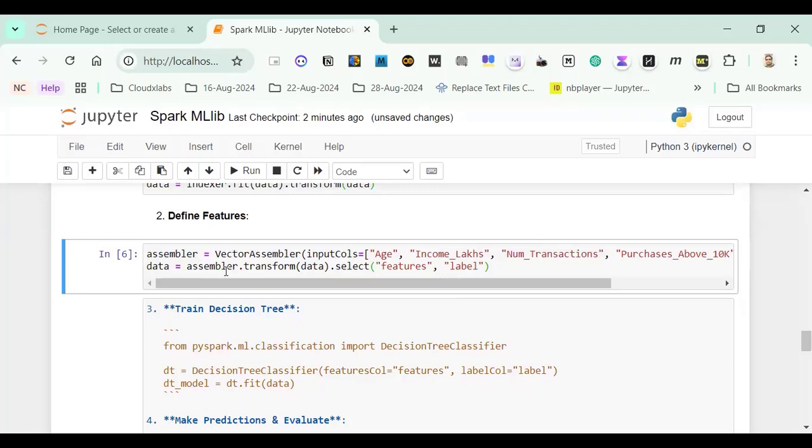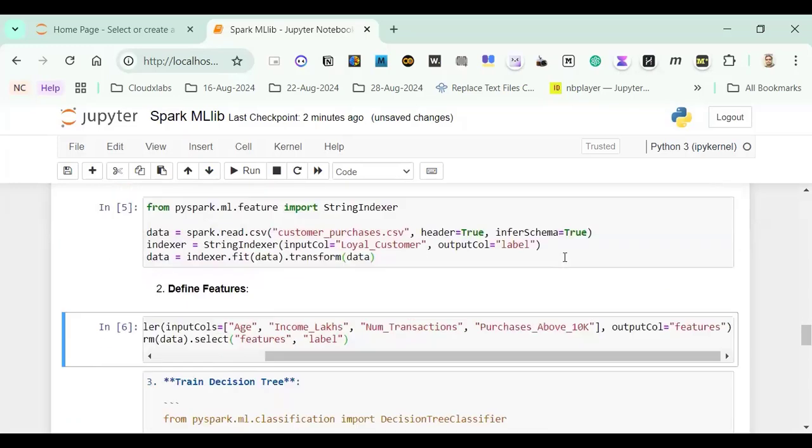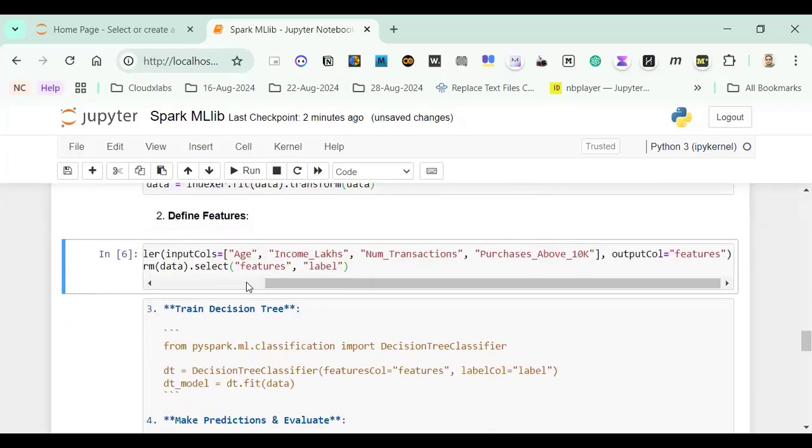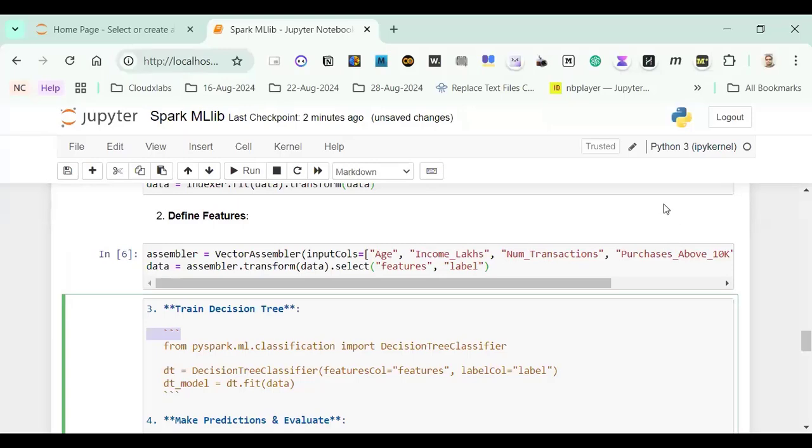income in lakhs and number of transactions I have taken, except the value which says loyal or not. The person is a loyal customer or not. Okay. So that is the label. Now let's build the model.